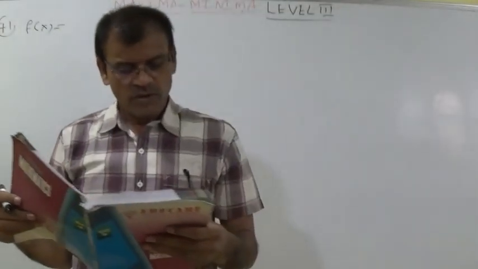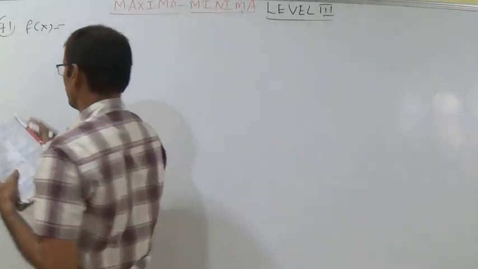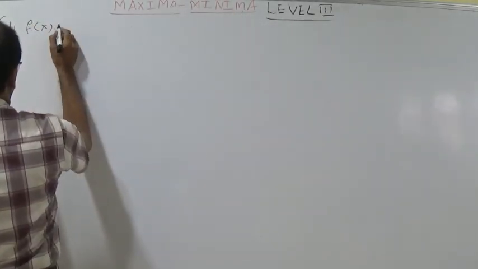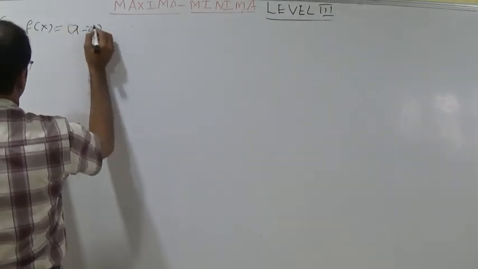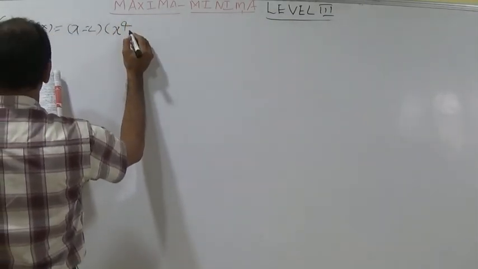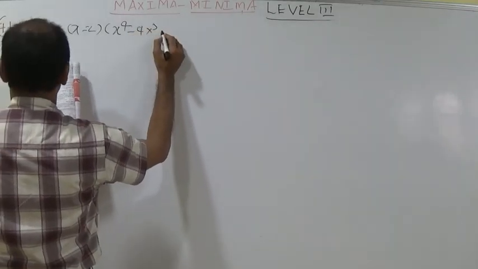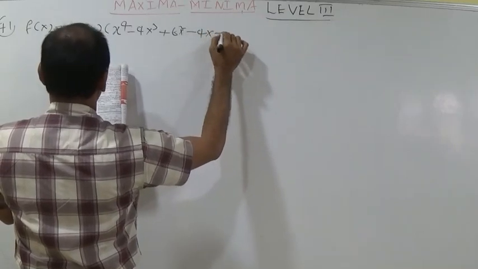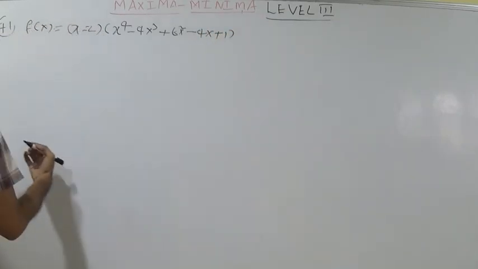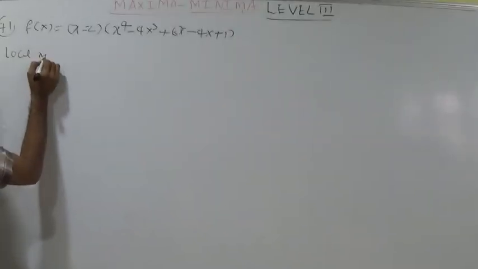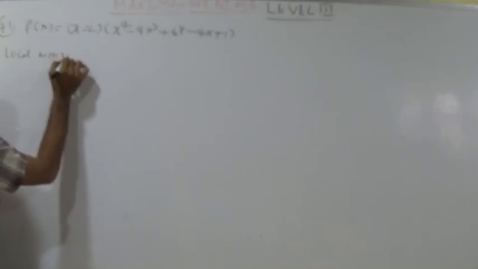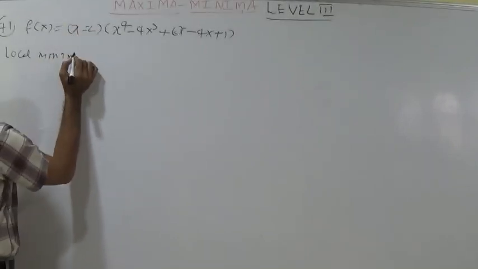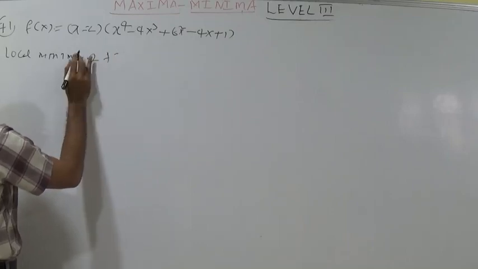He has given f of x is equal to x minus 2 into x power 4 minus 4x cube plus 6x square minus 4x plus 1. Then find the value of the local minimum of f.